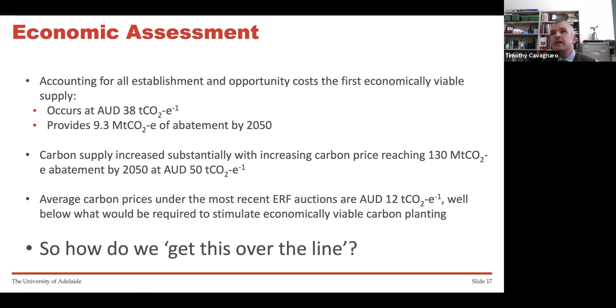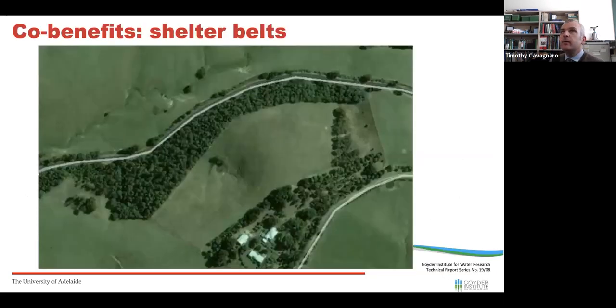Okay, so how do we get this thing over the line? How do we make it more economically viable for people to undertake these kinds of practice changes? And this is where we can start to think about what we call co-benefits. So when you plant trees in the landscape, yes, you get carbon sequestered and you can get $12 a tonne for that from the ERF, but there are also other benefits that come about from planting trees in the landscape. And you can put an economic value on those different activities. And when you start to add those benefits together, you can start to increase the return on those activities and they become more economically viable. And so that's the next part of the work that we looked at.